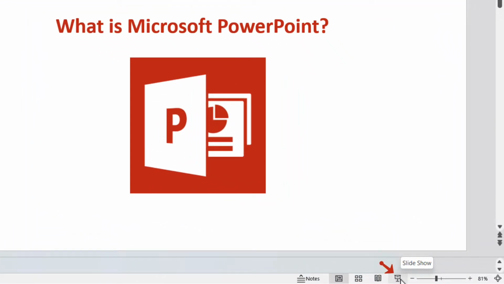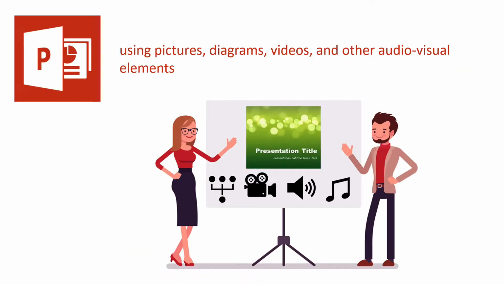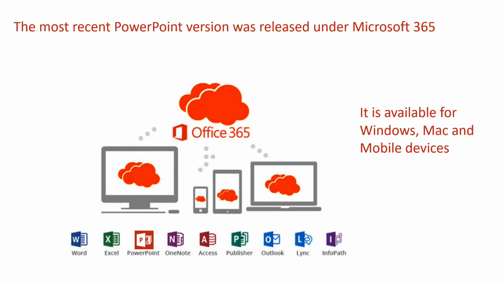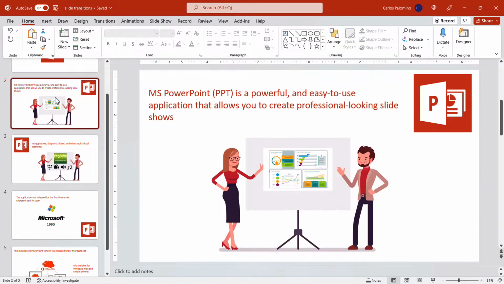Click on the slideshow mode and scroll down. As you notice, there is not much difference moving between the slides on normal view versus the slideshow, other than going to the full screen. Click Escape to get out of the slideshow and go to the second slide.